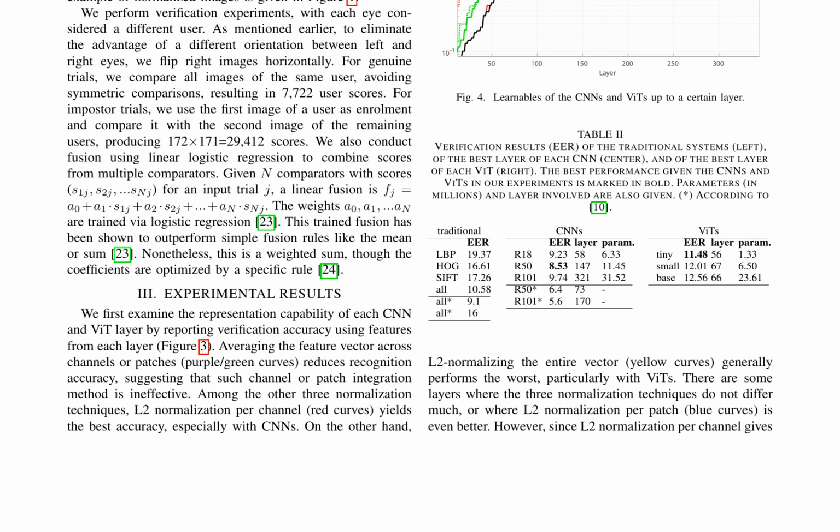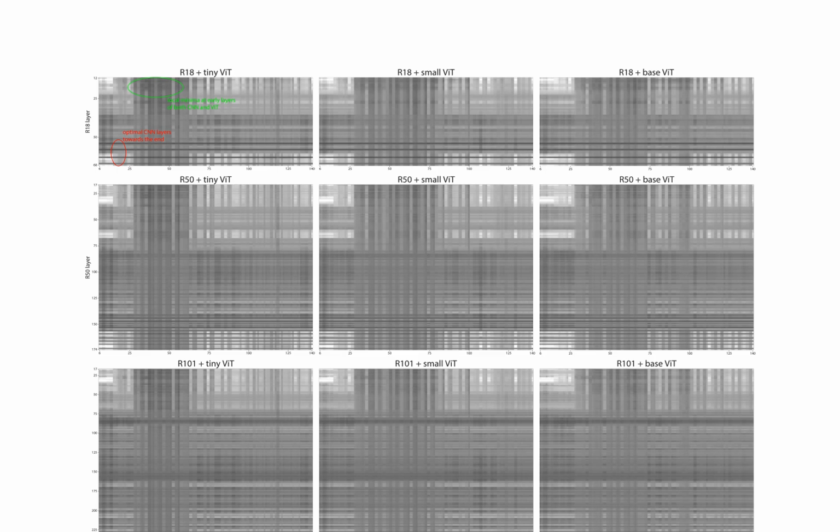The best performing layers for each CNN and ViT are reported in Table 2, with ResNet 50, R50, providing the best accuracy, EER equals 8.53%, followed by ResNet 18, R18, and ResNet 101, R101. Analysis of the learnables in Figure 4 reveals that R50 and R101 have comparable parameters up to layer 150, which may explain their similar local minima. The smaller R18 has fewer parameters, but its performance is only 0.7% worse than R50.